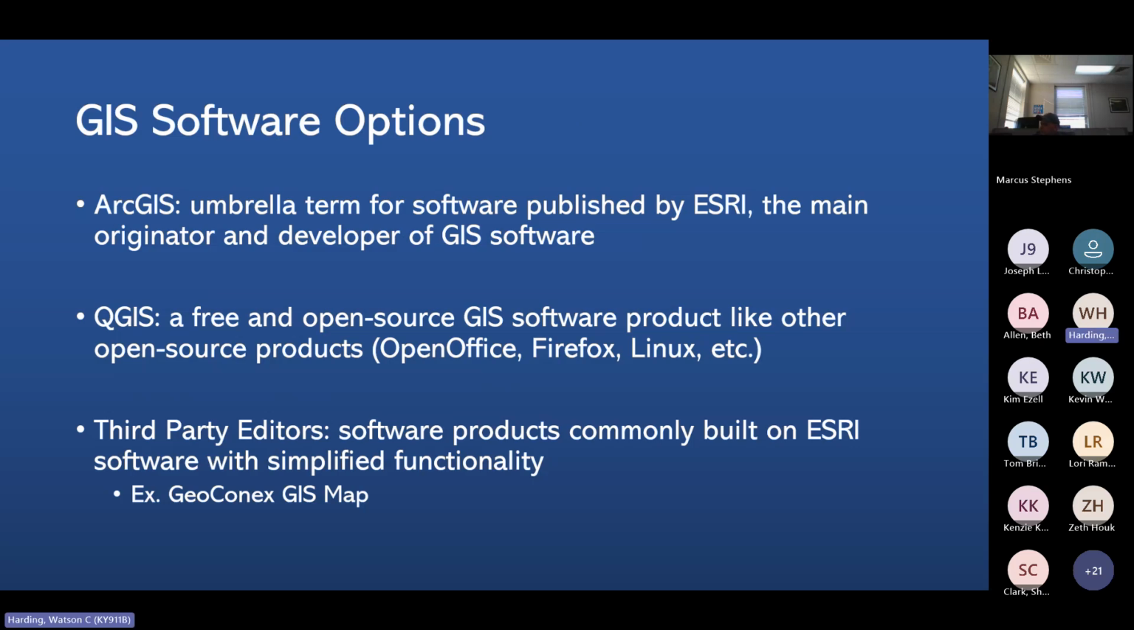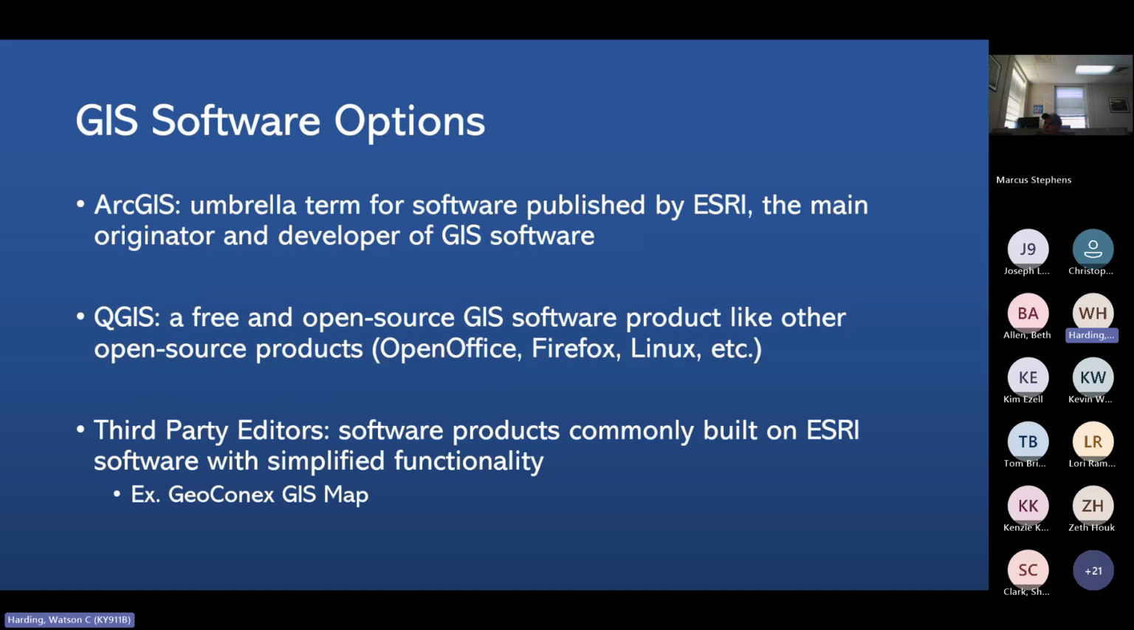So there's a few options on the type of GIS software that can be used. There's ArcGIS, which is the umbrella term for software published by Esri. This is kind of like Microsoft in office applications. There are alternatives, but if we're going to be honest, it's somewhat of a monopoly, and sometimes we are at the whims of what Esri decides to change.